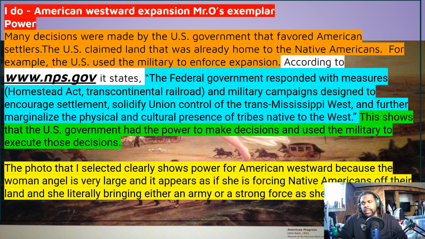The photo that I selected clearly shows power for American westward expansion because the woman angel is very large and appears as if she is forcing Native Americans off their land, and she is literally bringing either an army or a strong force as she is moving.